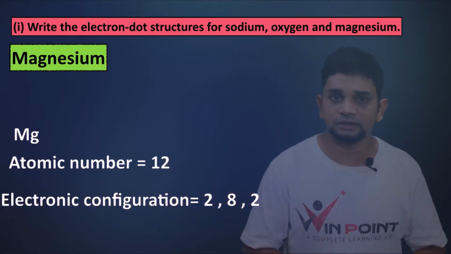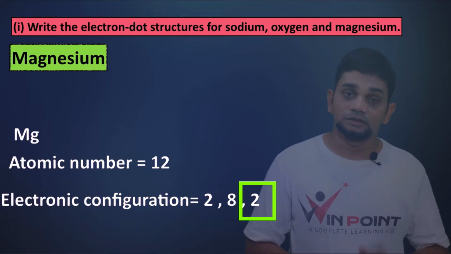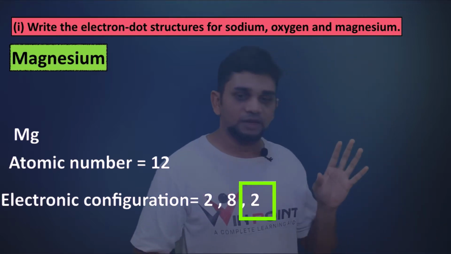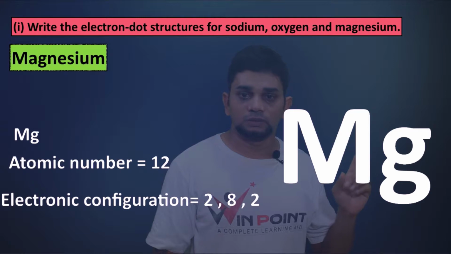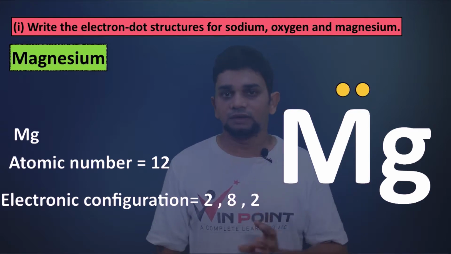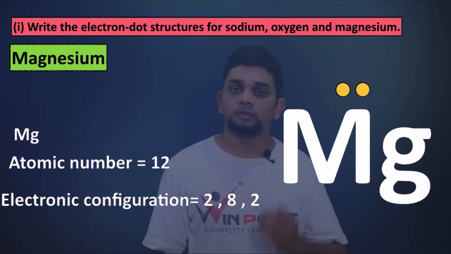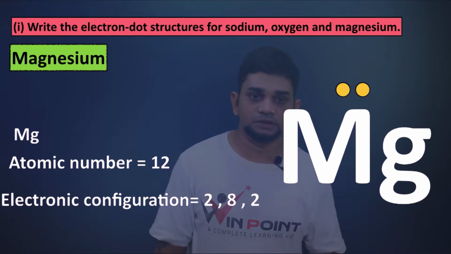How many electrons are there in the outermost shell? There are 2 electrons. So it will be Mg with 2 electrons, 1, 2. This is the electron dot structure of magnesium. Now we can go for the second question.